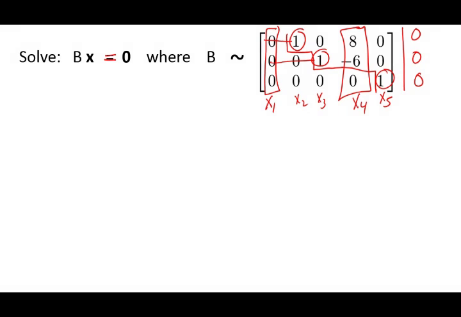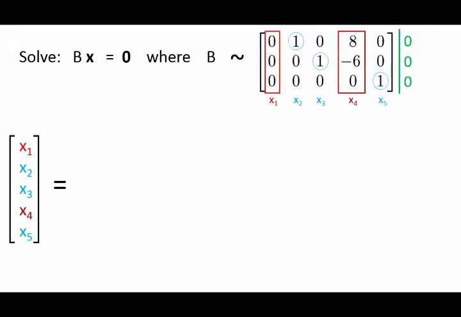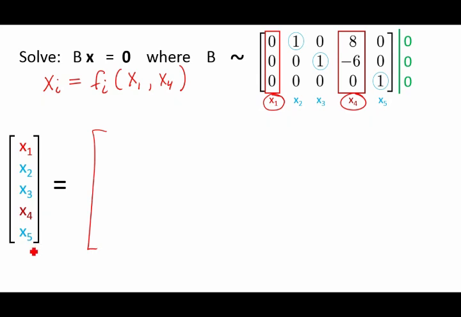correspond to pivot columns. So thus, I know I want to solve for x1 through x5, but I want to write them as functions of x1 and x4. So if you don't mind notation, we are writing all our xi's in terms of x1 and x4. If you don't like notation, you can ignore that. We just want to solve for x1 through x5 in terms of x1 and x4.